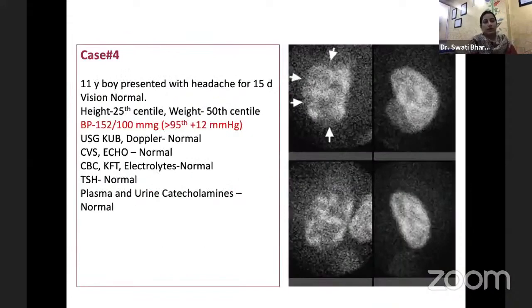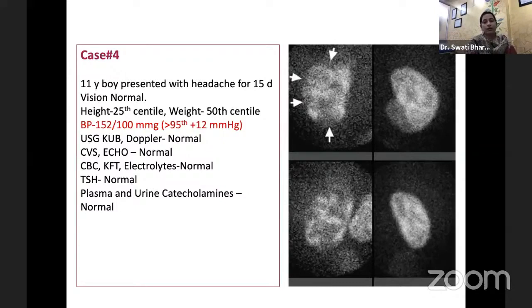So, another patient, an 11-year-old boy, presented with headache for 15 days. His vision was normal. There was no other complaint. The headache was severe and persistent, waking him up from sleep. His height and weight were within normal range, and the only remarkable finding on his physical examination was very high blood pressure, which was more than 95th percentile plus 12 millimeter of mercury for his age and height, persistent on repeated measurements. So he was evaluated.